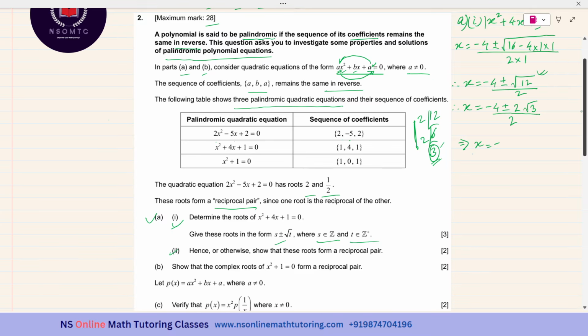Now I have to divide by 2. So 4 divided by 2 is 2, and 2 divided by 2 will be 1. So x equals minus 2 plus minus root 3. Here t is 3, a positive integer, and s is negative 2, an integer.